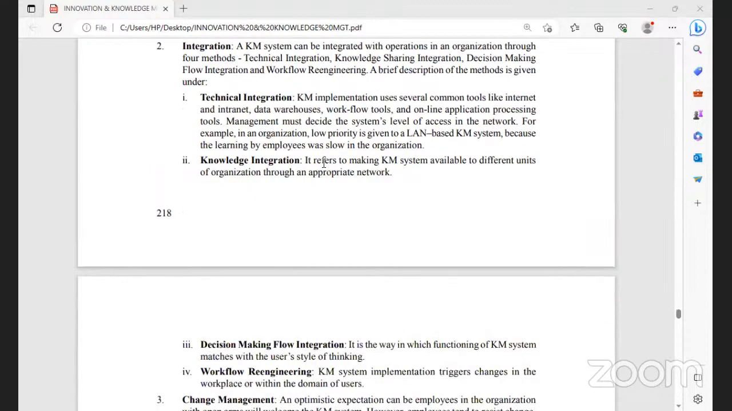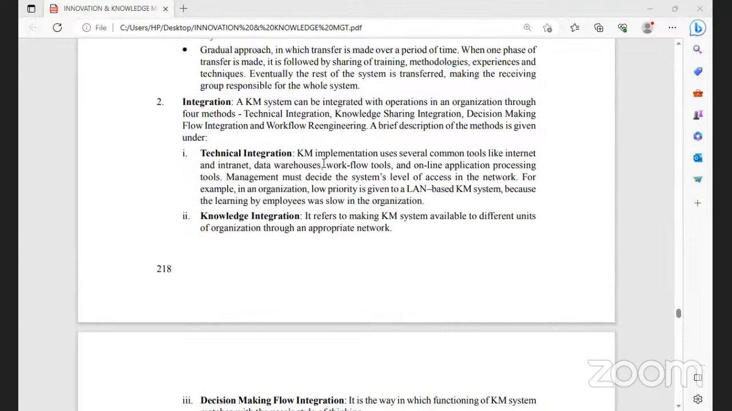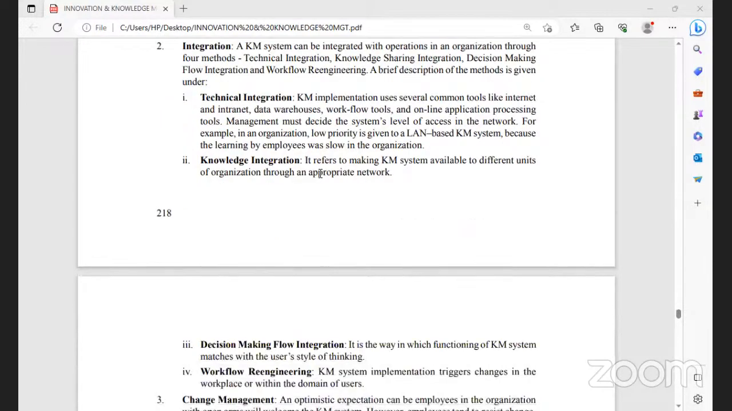Technical integration. Knowledge management implementation uses several common tools like internet and intranet, data warehouses, workflow tools, and online application processing tools. Management must decide the system's level of access in the network. For example, in an organization, low priority was given to a LAN-based knowledge management system because the learning by employees was slow in the organization.